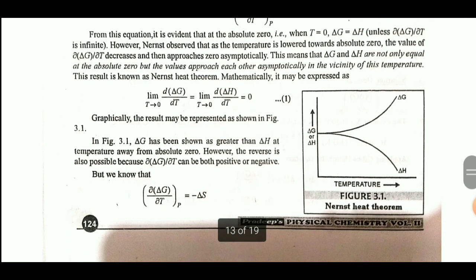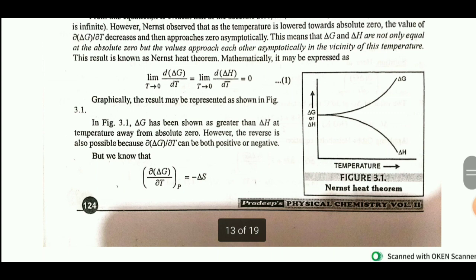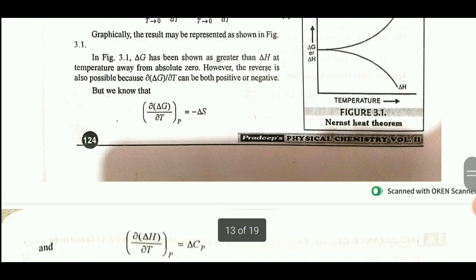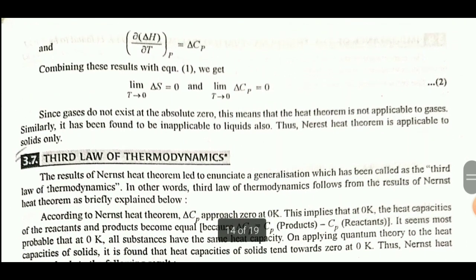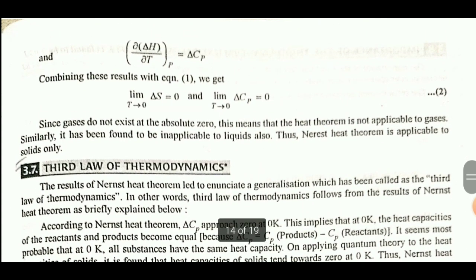Graphically, the result may be represented as shown in figure 3.1. In figure 3.1, ΔG has been shown as greater than ΔH at temperatures away from absolute zero. However, the reverse is also possible because ∂ΔG/∂T can be both positive or negative. But we know ∂ΔG/∂T at constant P is equal to minus ΔS, and ∂ΔH/∂T at constant P is equal to ΔC at constant P.